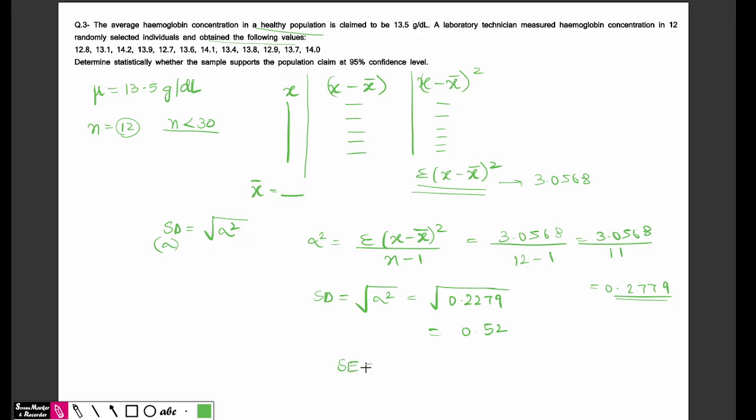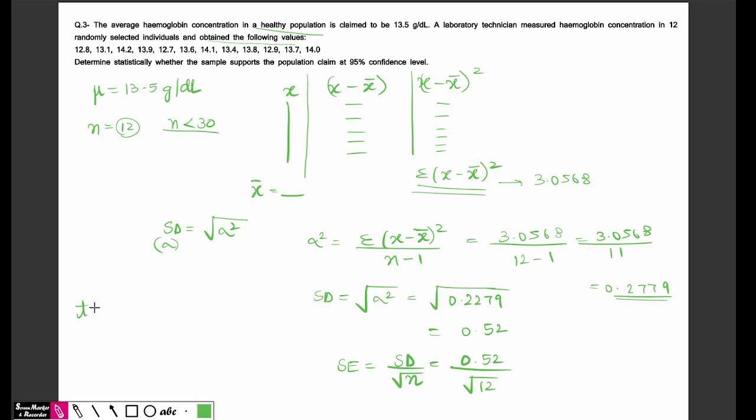Now you have to calculate standard error. Standard error is nothing but standard deviation upon the root of n, because only a single group we are working upon. So this will be the formula for this. See, the formula for standard deviation and standard error will always change. So you have to learn them by heart: if there are two groups, if they are paired, then what would be the formula of standard deviation and standard error; if they are unpaired, then what would be the formula; if there is a single group given, then what would be the formula. So it depends. So it will be equal to 0.52 upon root of 12. Now let's leave it here only.